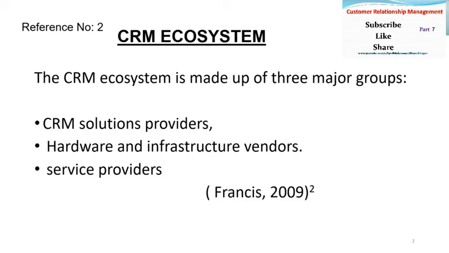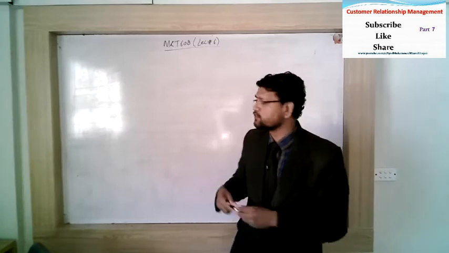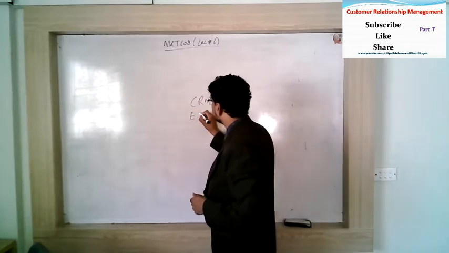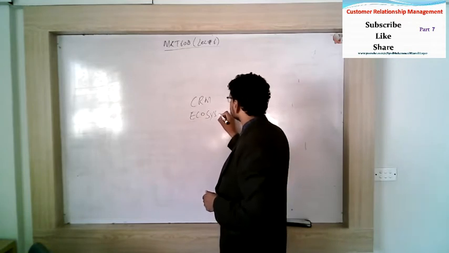Now we'll talk about the CRM ecosystem. Basically, the CRM ecosystem is made up of three major groups. Number one, we have our CRM solution providers, hardware and infrastructure vendors, and service providers. So, if you have a look here on the board, you will see the CRM ecosystem.